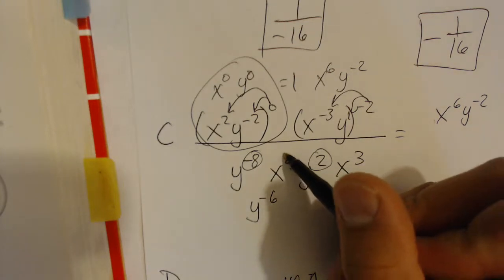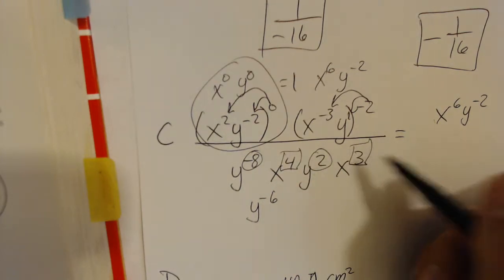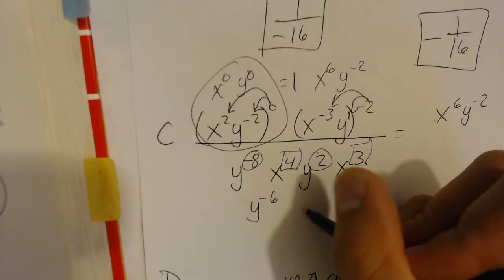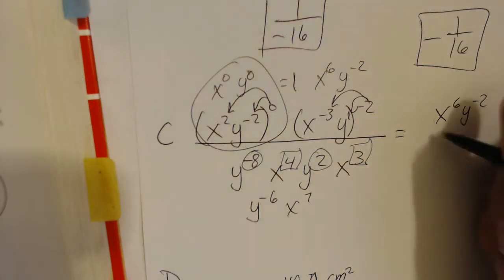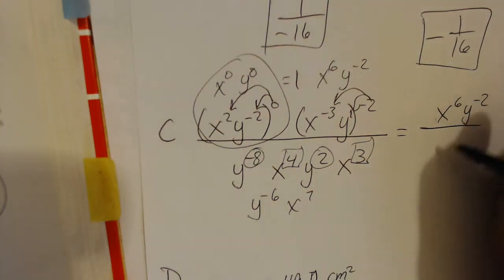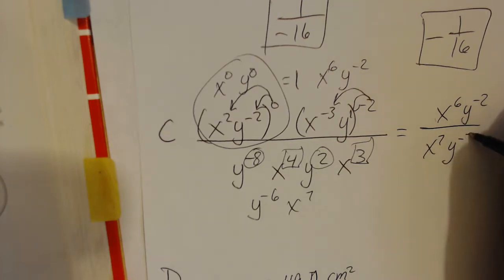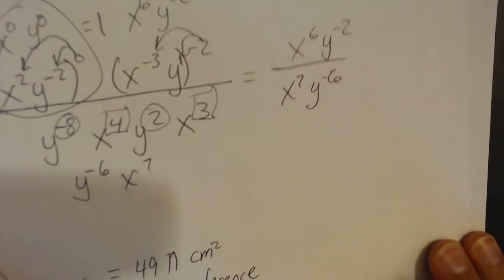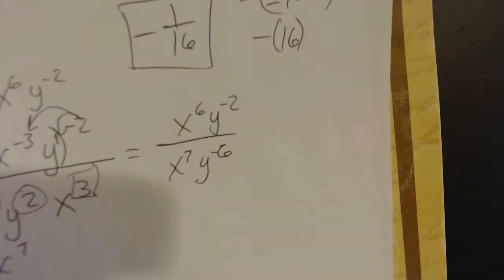Same thing with these x's. We're going to add the 4 and the 3. 4 and 3 come out to 7, so then we have x to the 7. So our new denominator will be rewritten as x to the power of 7, y to the power of negative 6. Now we're going to try to rationalize this as much as possible.